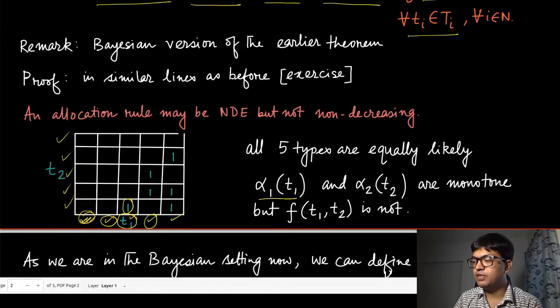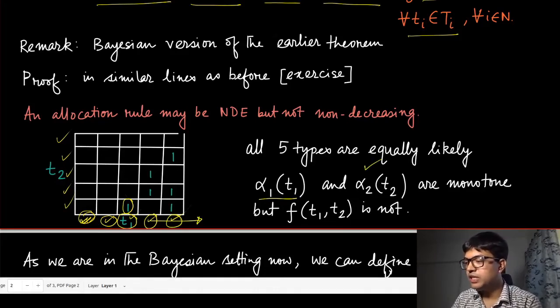Similarly, if t1 is this, then it is 2 by 5, and at this value it is 3 by 5. So you can see that as t1 is increasing, because t1 is increasing in this direction, alpha 1 t1 is also monotonically non-decreasing. Similarly, you can look at alpha 2 t2.